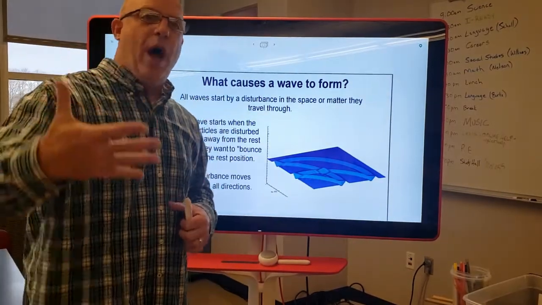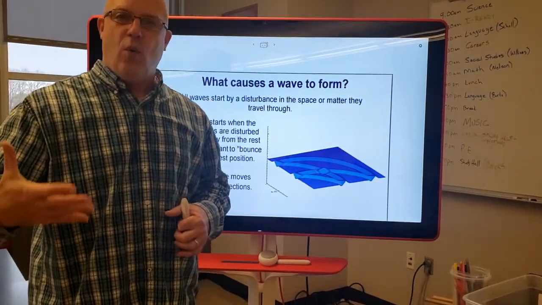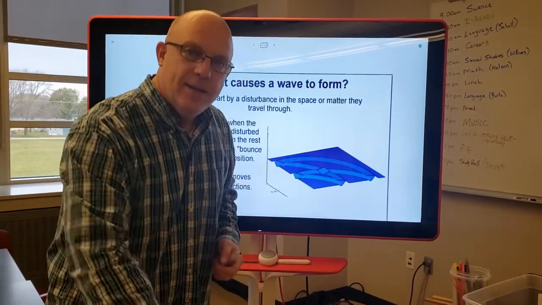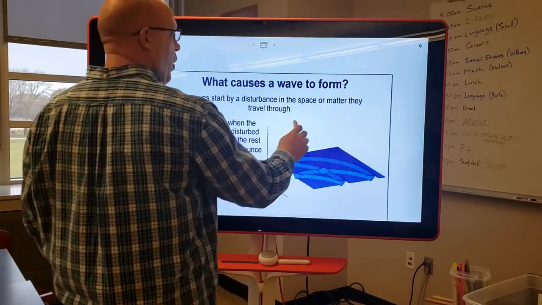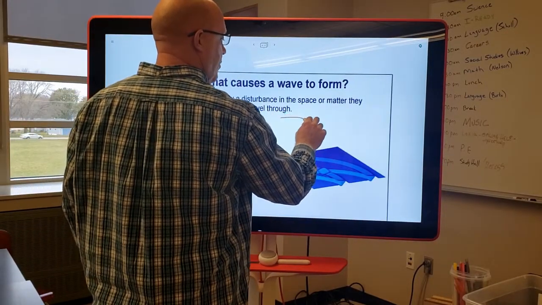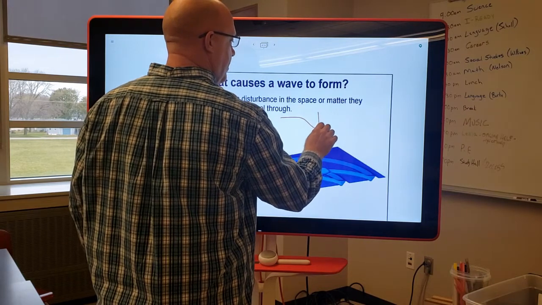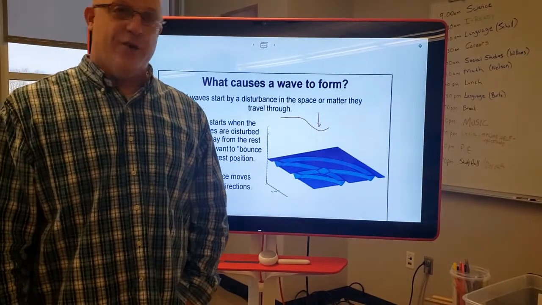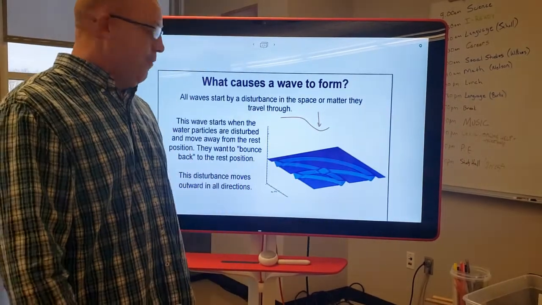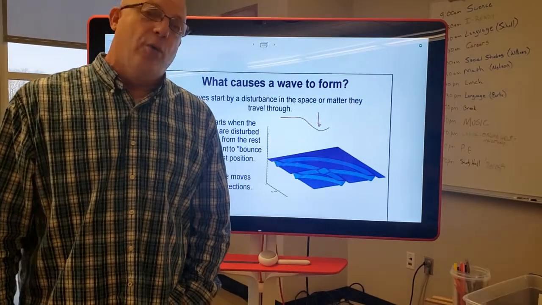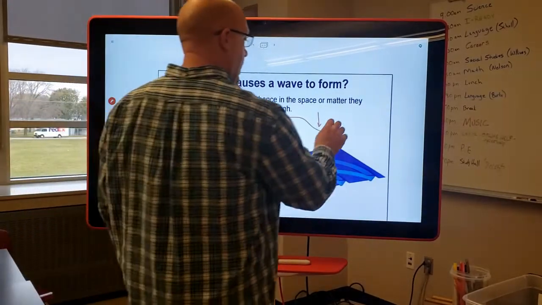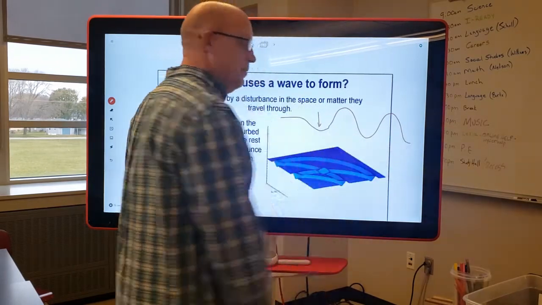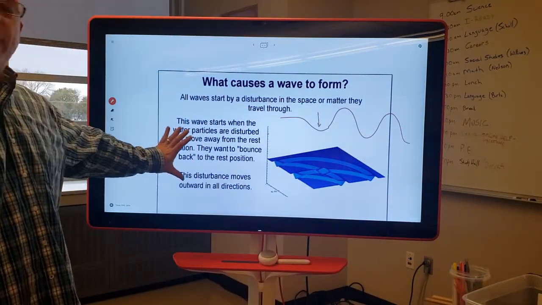So when we throw a rock in the water, what happens to the water right where the rock hits it? Well, the rock pushes it down. Well, for every action, there's an equal and opposite reaction. If the rock pushes the water down, what's the water going to want to do? It's going to want to go back up. And now we have a wave. That's all we're talking about, guys.